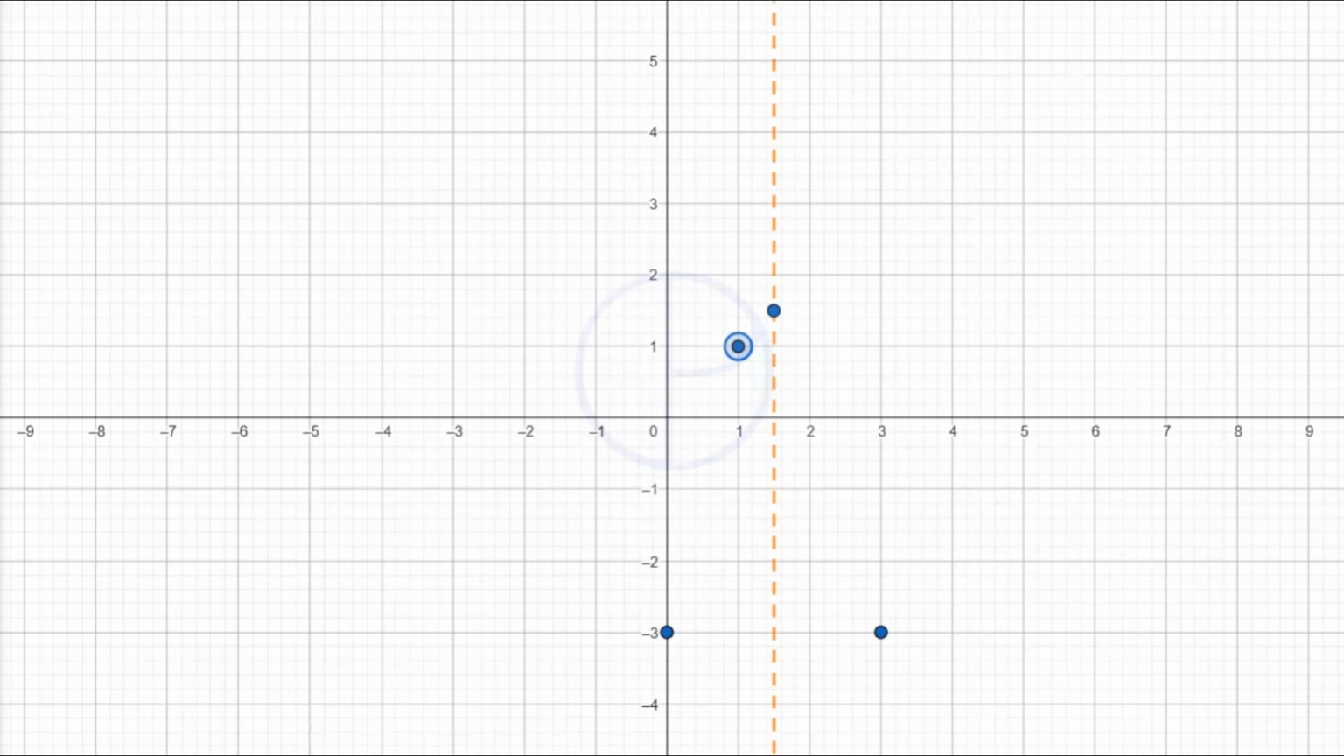This is (1, 1). A point which is symmetric to this point (1, 1) across the axis of symmetry line is (2, 1). Let's mark (2, 1). This is (2, 1). Now let's join all the 5 dots. After joining all the 5 dots, we will get a curve like this.